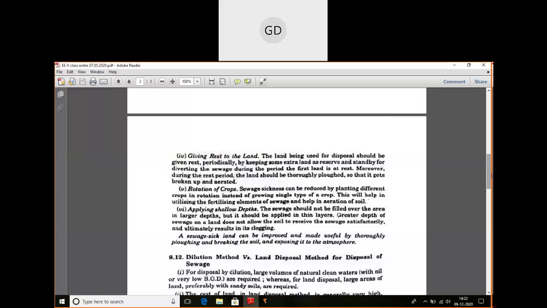That will help in what? The clogging. Okay, untimely clogging will not happen. So when you give greater depth of sewage on land, the soil doesn't receive the sewage satisfactorily. Okay, so these are the preventive measures for sewage sickness.